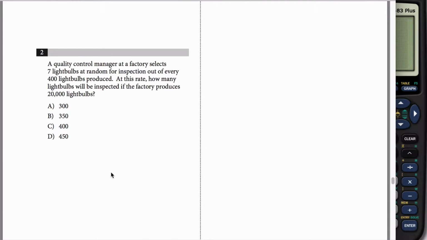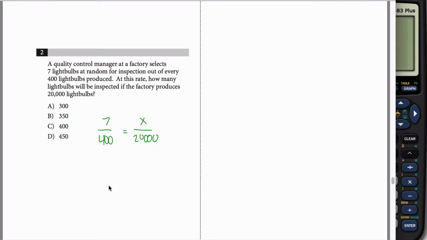A quality control manager at a factory selects 7 light bulbs at random for inspection out of every 400. At this rate, how many light bulbs would be inspected if they produce 20,000? Okay, so one way you could do this is set it up as a fraction. You got 7 over 400. This is inspected over light bulbs. And you want to know how many will be inspected. So that is equal to x over 20,000. And then solve this equation.